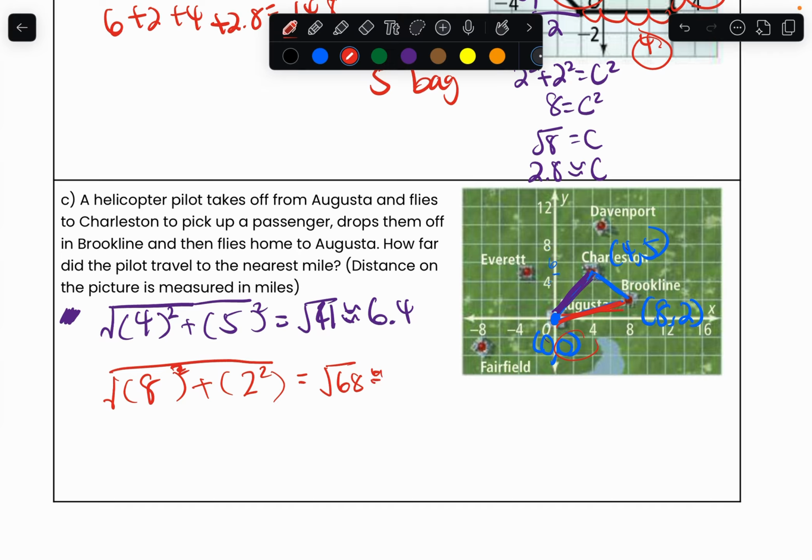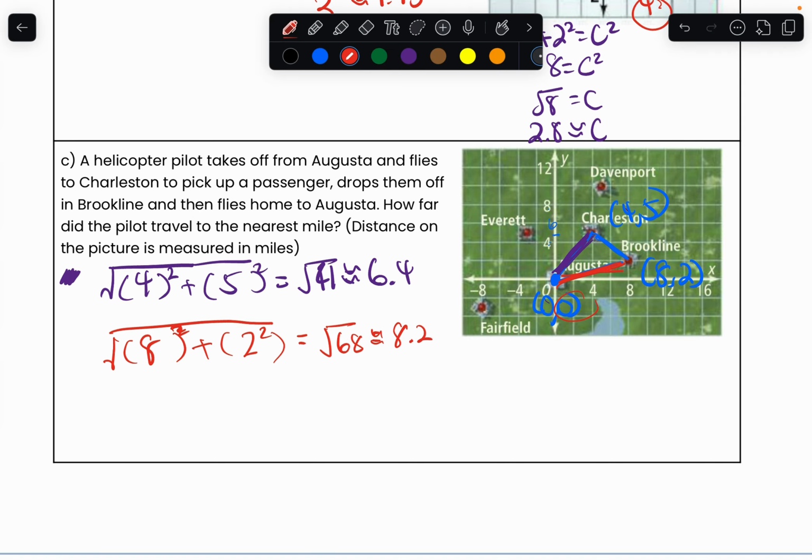Last one, let's do this yellow side. Let me put in orange for the work. My difference between my x here, 4, and 8 here is just going to be 4. My difference between my y here, which is 5 and 2, will be 3. If I put this into the calculator and simplify it, it'll give me the square root of 25, or the answer is 5.